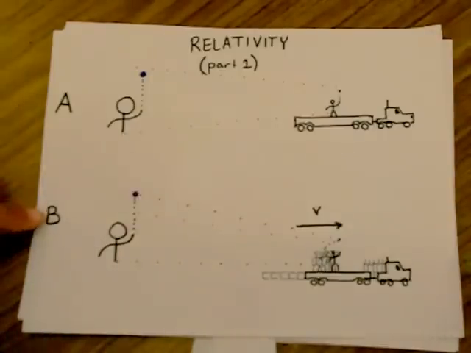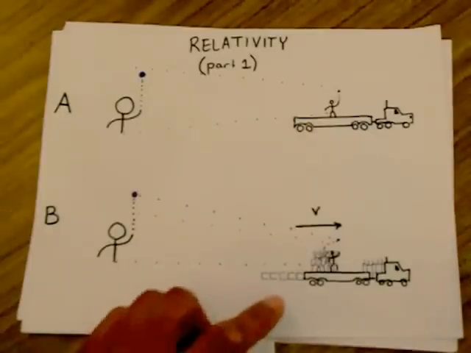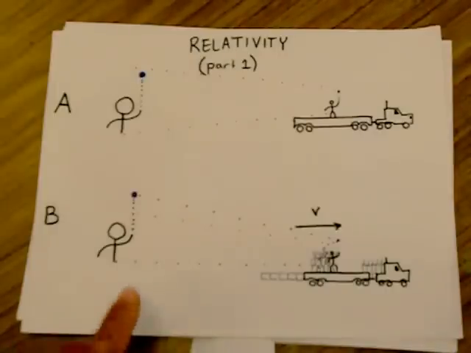However, in situation B, we have a very similar gentleman or woman on a moving flatbed truck. From their perspective, they throw that ball up and down, and it returns to them just as it normally would. It follows the laws of physics. However, if you're looking at it from an outside perspective, that ball does not go straight up and down. It actually follows a parabolic path that coincides with the forward motion of the vehicle. So in measuring the distance traveled by the ball, who's right and who's wrong?